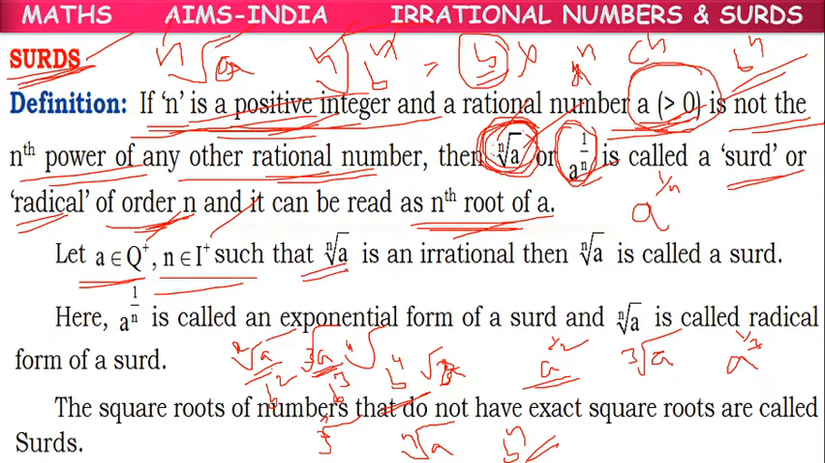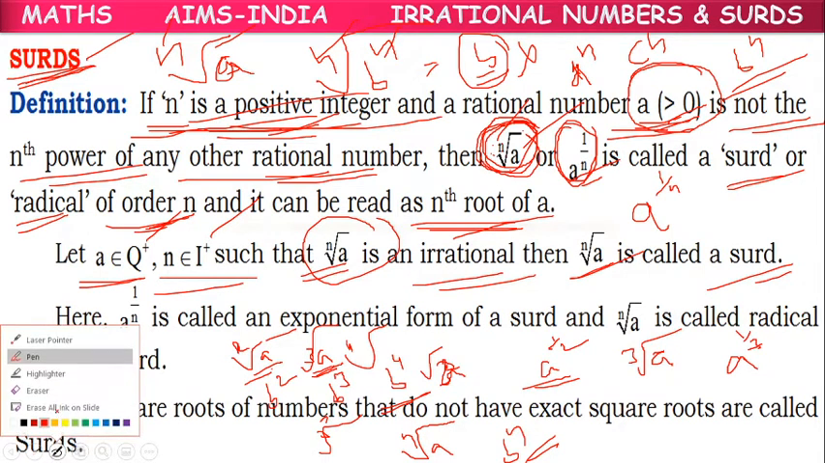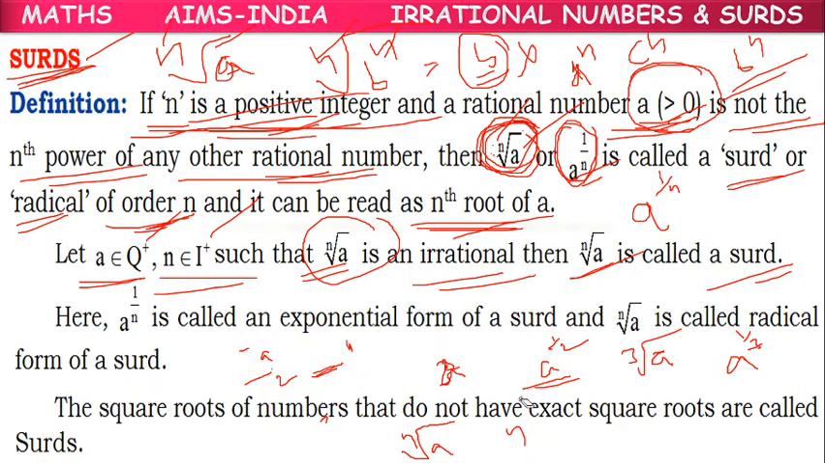So the nth root of a is an irrational number. The nth root of a is a surd, and it is also called an irrational number. So this surd is a special kind of irrational number.